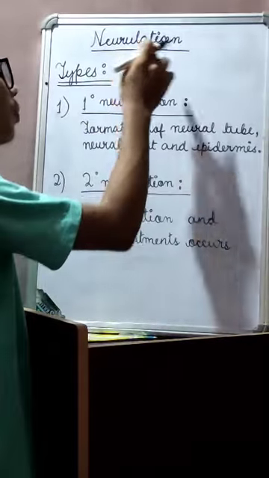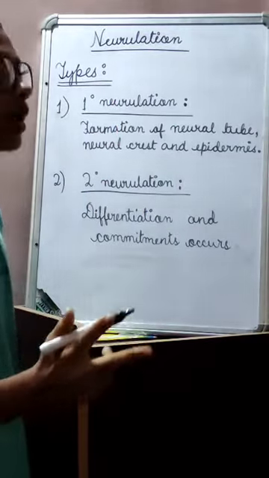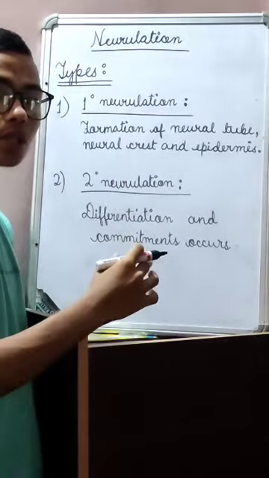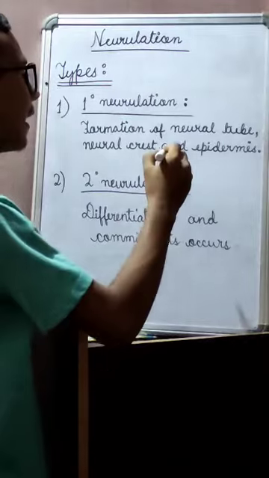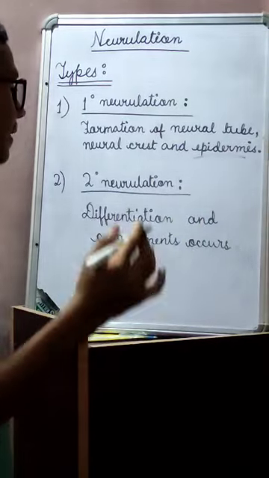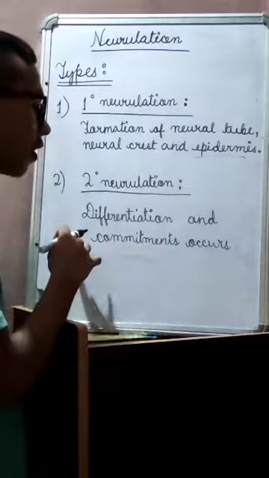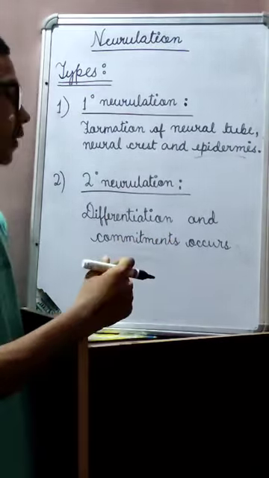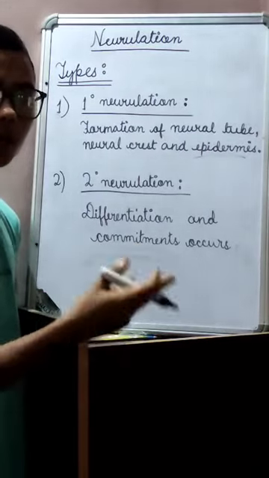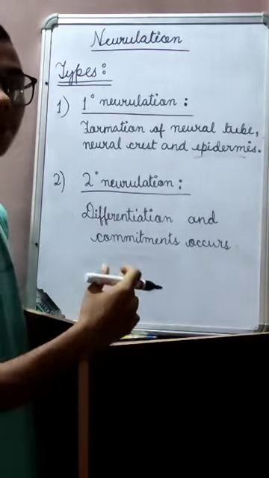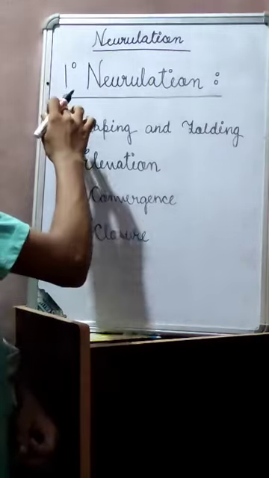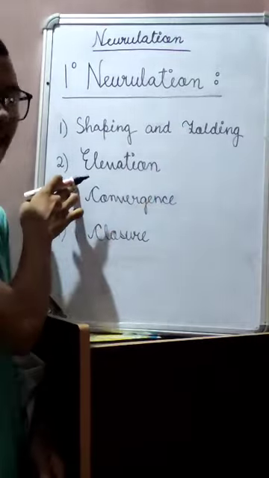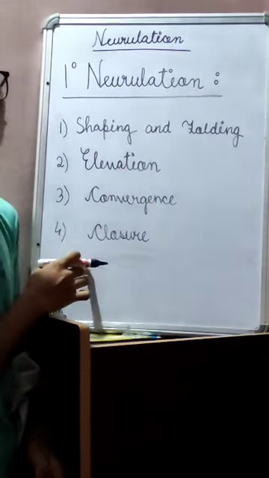Now come to the types of neurulation, of which there are 2. Number 1 is primary neurulation, in which formation of neural crest, neural tube and epidermis occurs. In secondary neurulation, differentiation and commitment occurs in the cell. That means after secondary neurulation, the neurula is going to form neurons and parts of the neural system, etc. Primary neurulation comprises 4 steps: shaping and folding, elevation, convergence and closure.